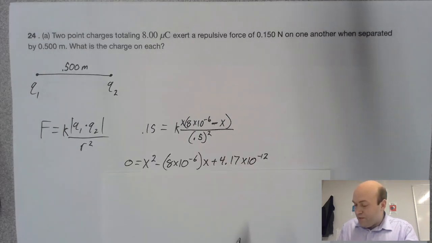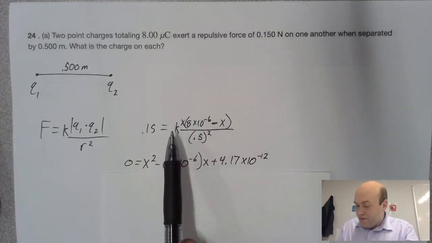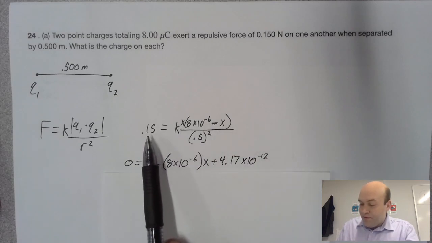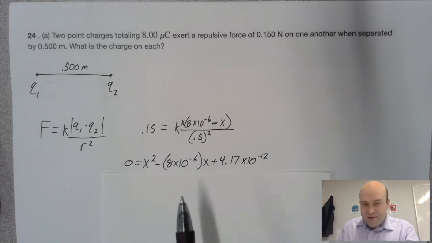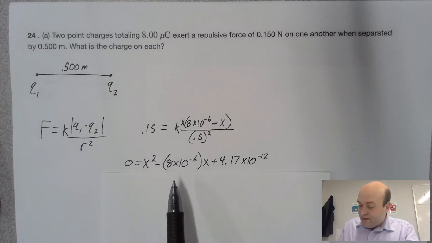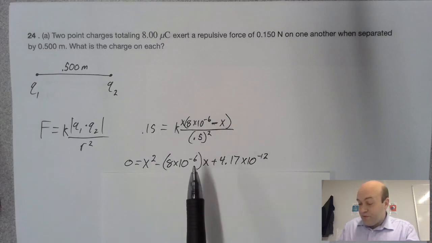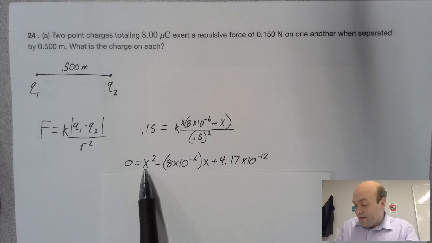Okay, so if I go through and simplify all this, plug in the constant, distribute this x, multiply the 0.5 squared to the other side, divide by the constant, and then get everything on one side, I can get to here. Okay, so quite a bit of algebra between here and here, but it's all very doable, just rearranging, moving things around. I can get to this quadratic formula.